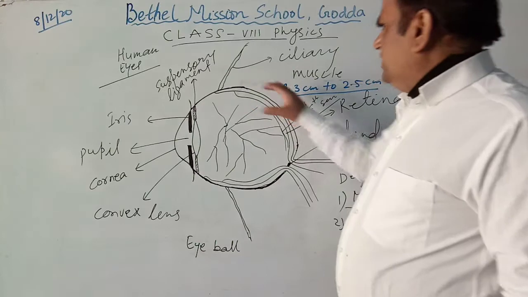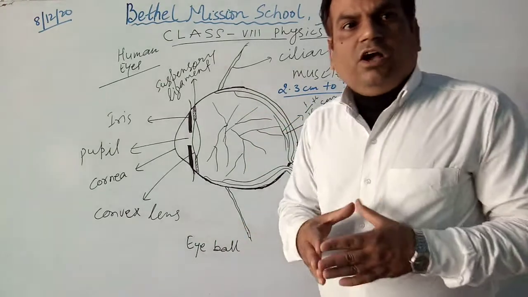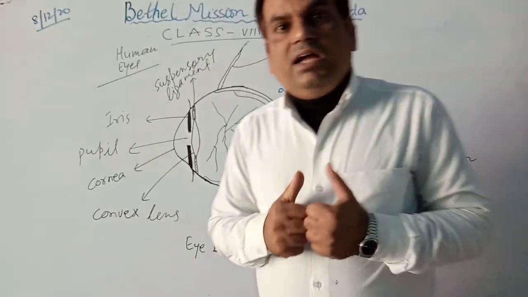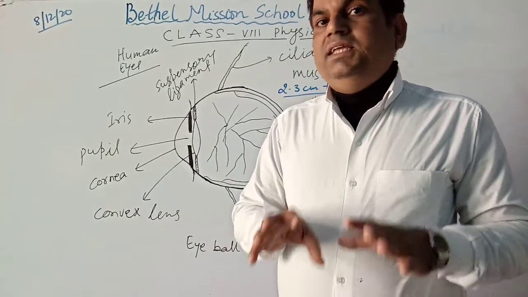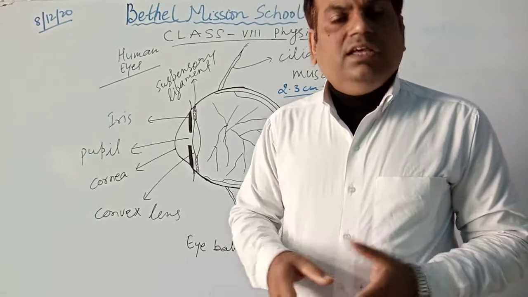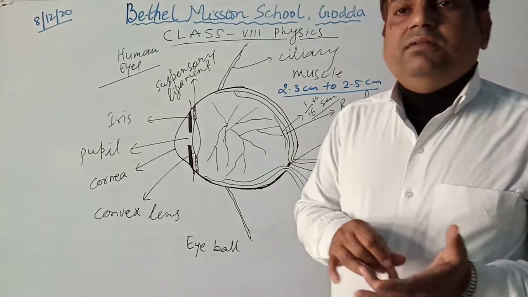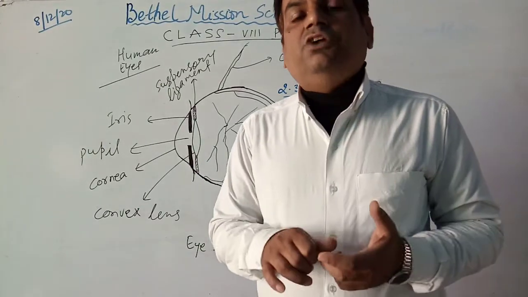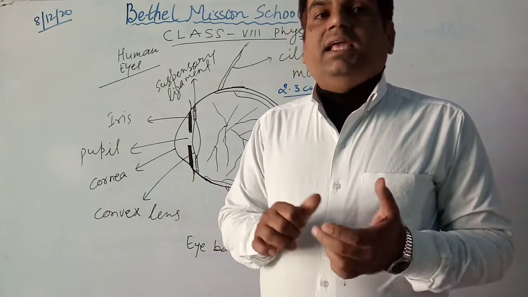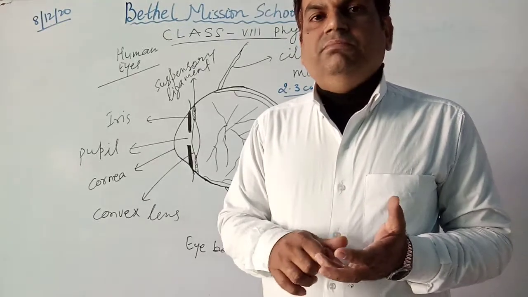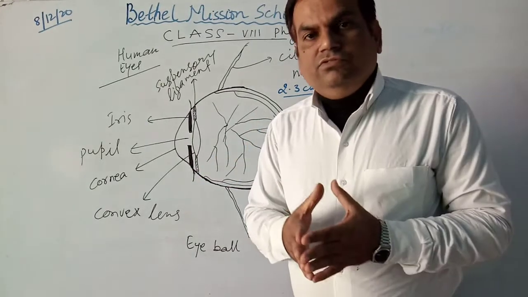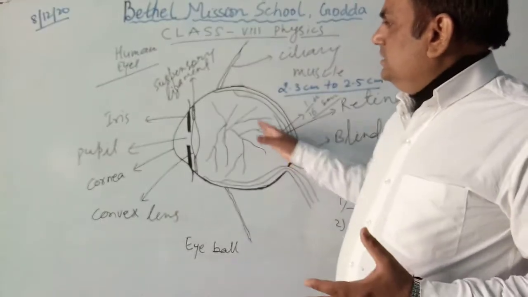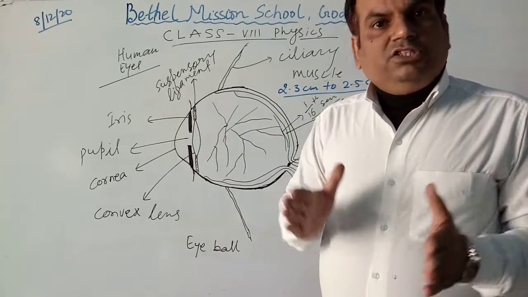So we should take care of our eyes. We should wash our eyes 3 to 5 times a day with cold water. We should eat proper food which is rich in vitamin A, like cabbage, carrot, milk, and pumpkin. We can take these kinds of food which are rich in vitamin A.